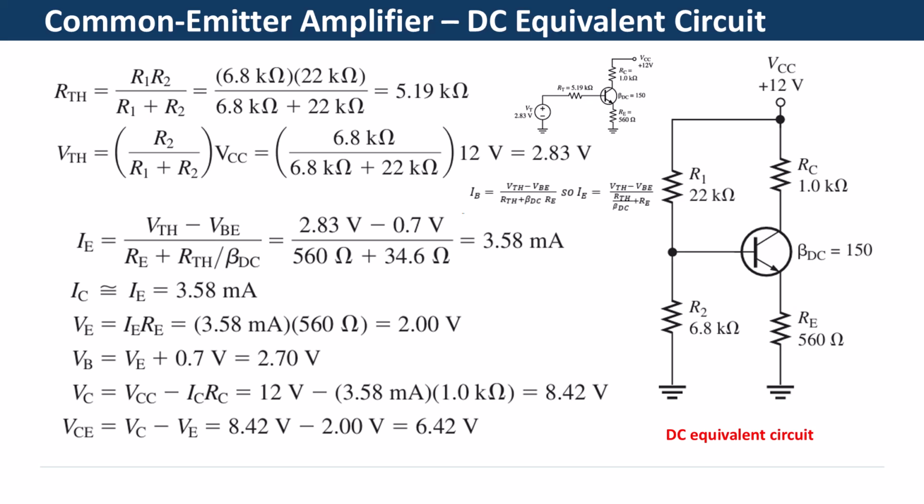The emitter voltage is 2 volts. The base voltage is emitter resistor voltage drop plus the diode forward voltage drop. It is 2.7 volts. The collector voltage is supply voltage minus the collector resistor voltage drop, and it is 8.42 volts. Voltage VCE is 6.42 volts. This completes the DC analysis in which we have determined all the DC voltage and current values.